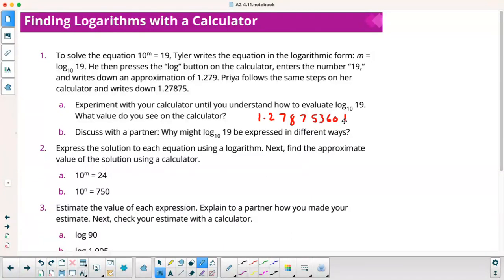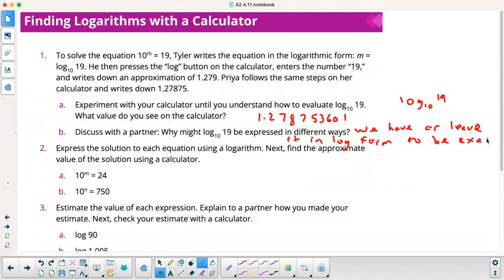It's going to have to be rounded. Okay. The only way to write it exact is this. We could say log base 10 of 19. This is exact, but to actually understand what number that means, you have to convert it to a decimal. Okay. So why might log base 10 of 19 be expressed different ways? I would say we have to round or leave it in log form to be exact.